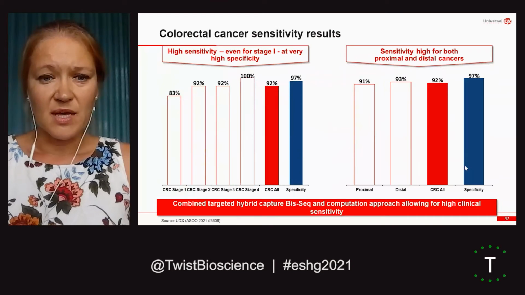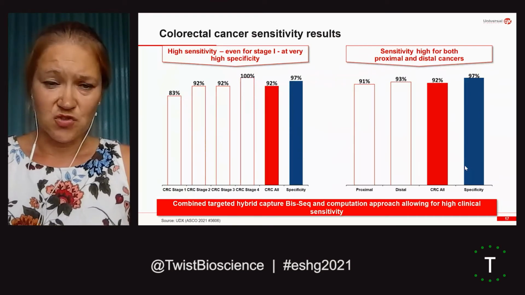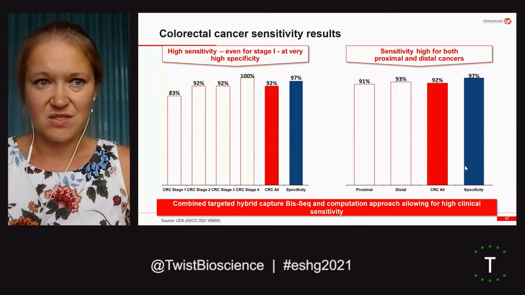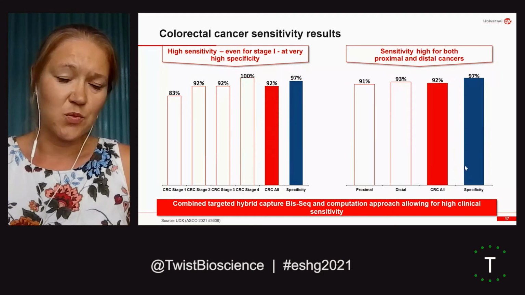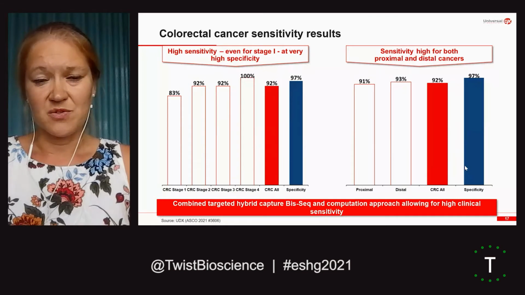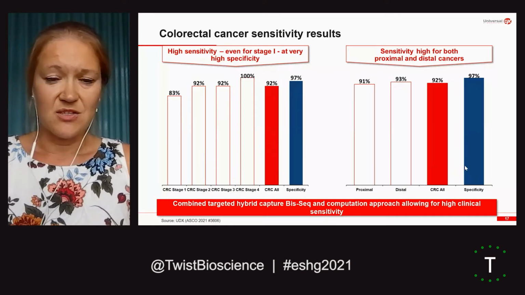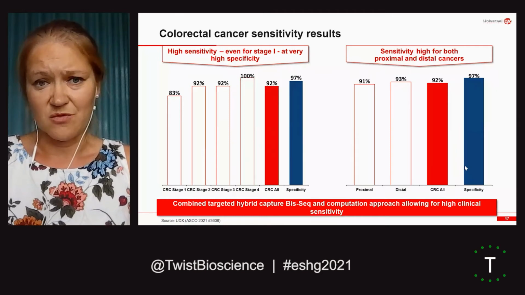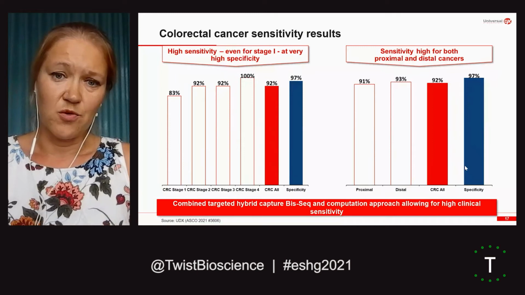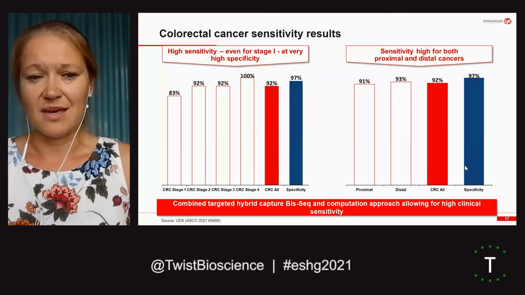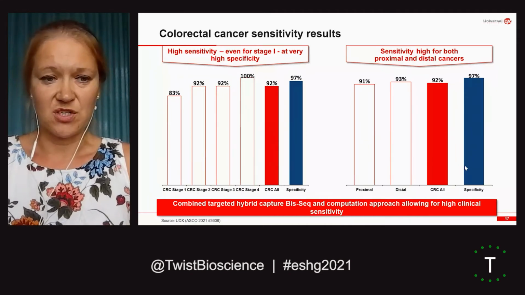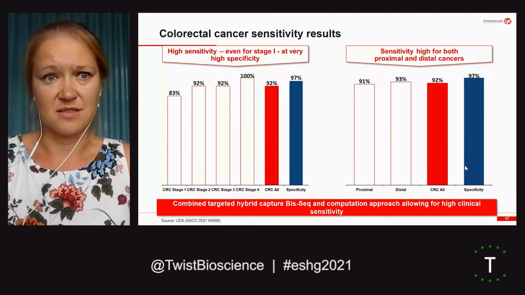With such a setting, we have managed to achieve really outstanding results in terms of colorectal cancer sensitivity and specificity. Already at stage 1, we had 83% sensitivity, and this was increasing to 100% for stage 4. The overall sensitivity was 92%, and the specificity was high at 97%. And the sensitivity is comparable for proximal and distal cancers, meaning that the model we have developed is equally efficient for right and left-sided cancer detection.